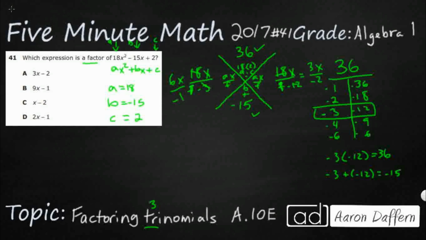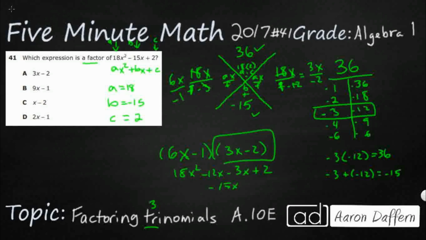Those are my factors. 6x, and then write your negative 1 as your denominator as the second part of the binomial. And then 3x, and write that negative 2 as the second part of your binomial. And if you want, we can FOIL this out. 18x squared minus 12x minus 3x plus 2, and that's going to be a minus 15x. That's what we started with, so that's what we need. And I see the 3x minus 2. My answer is A.